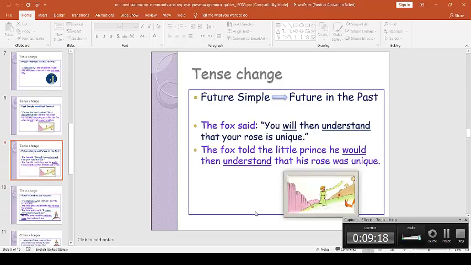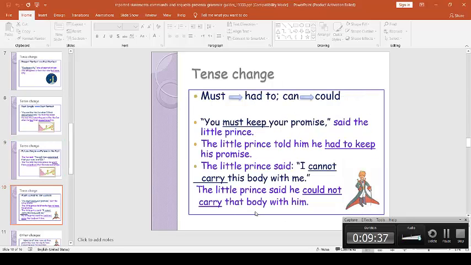Future simple will be future in the past. Will, it will be would only. "You will then understand that your rose is unique." The fox told the little prince he would then understand that his rose was unique. And must here, we change it into had to because there is a past for must. It will be had to, and can, it will be could.